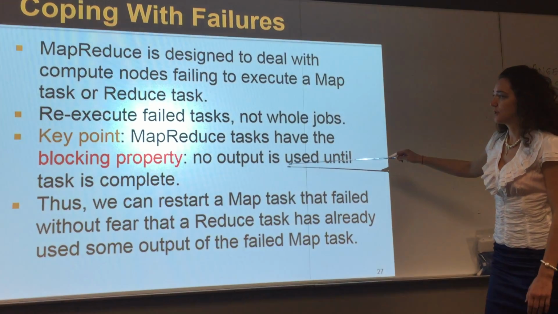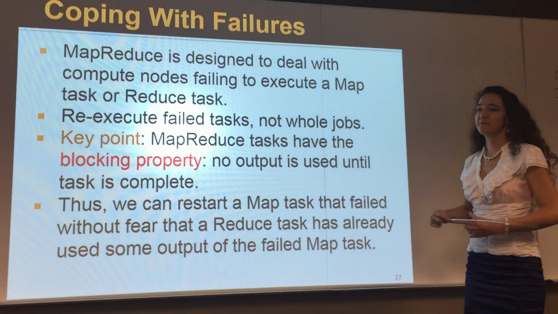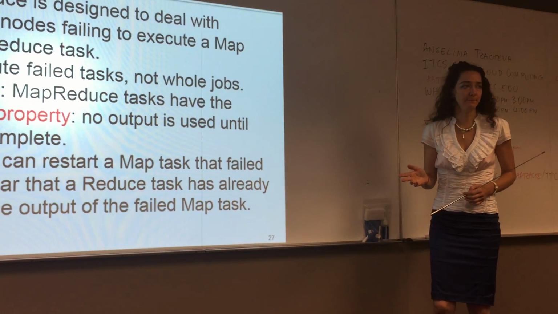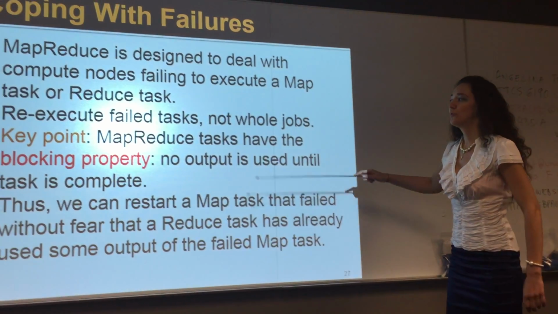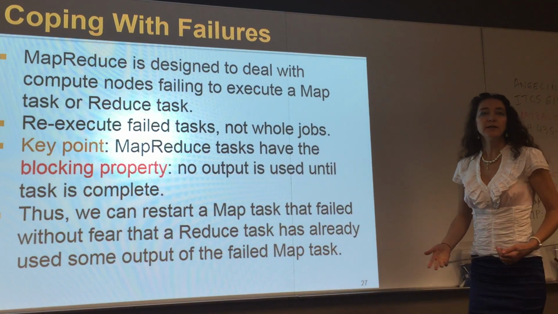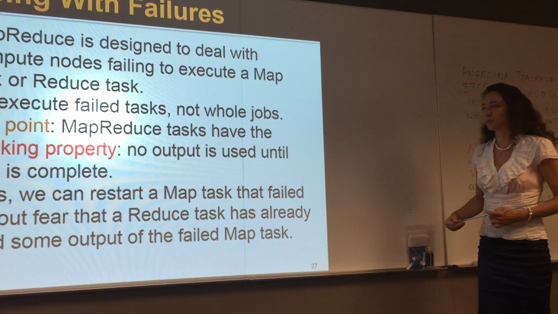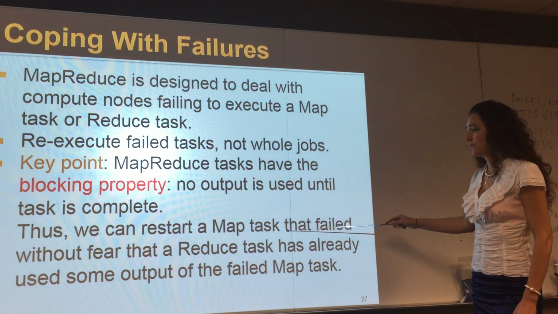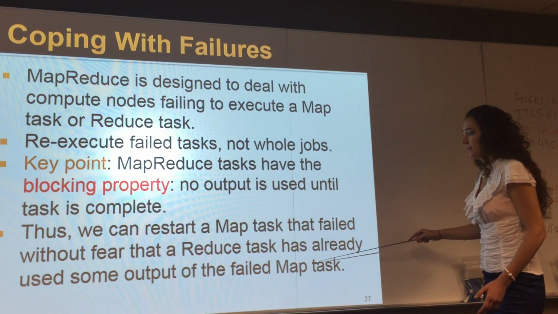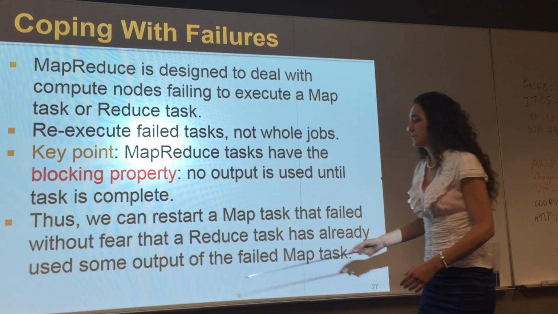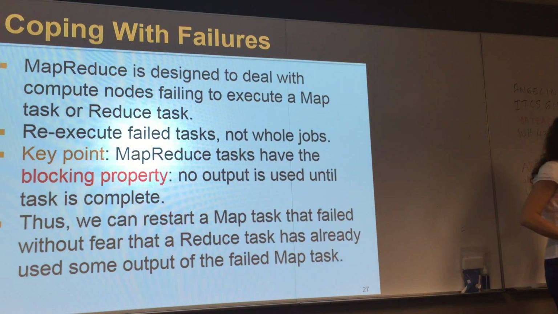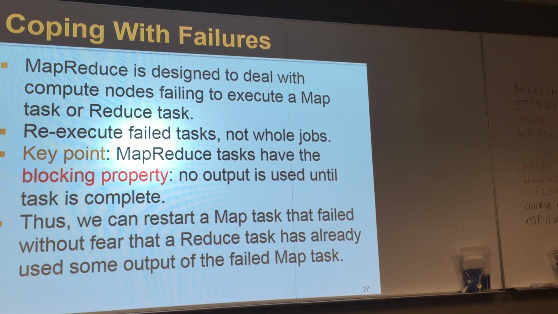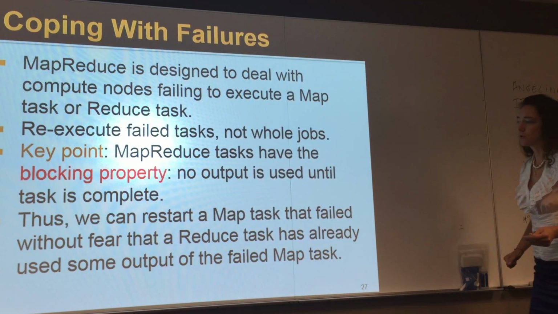So this is the same situation. If the MapReduce task failed in the middle of the execution, we will discard whatever it executed until that time, and we rerun it again. If it completed fully before the crash happened, then we can take that output that was produced. So if we have this blocking property, then we can restart the map task that failed without fear that, let's say, a reduce task already has taken some output of the failed map task, because there was no output produced until it finished completely.